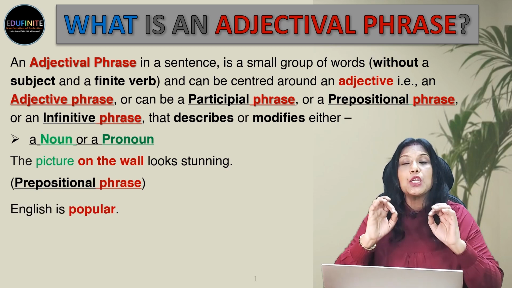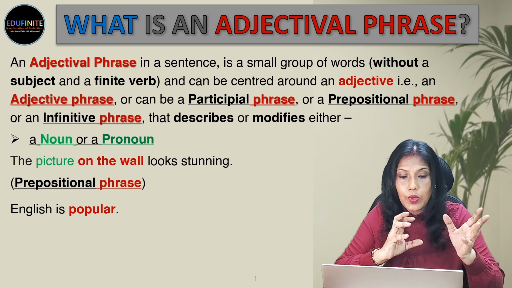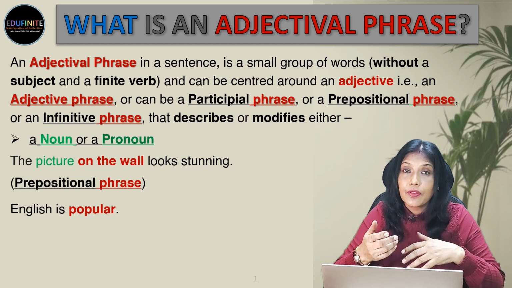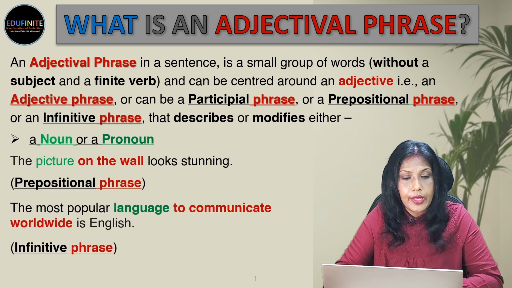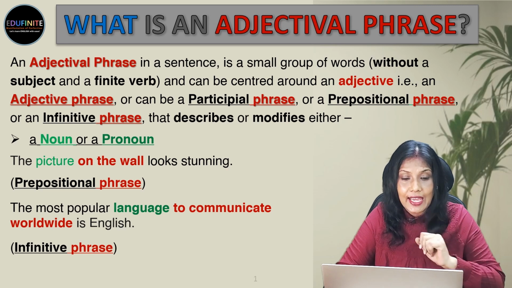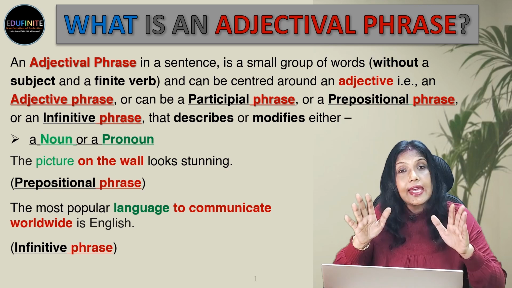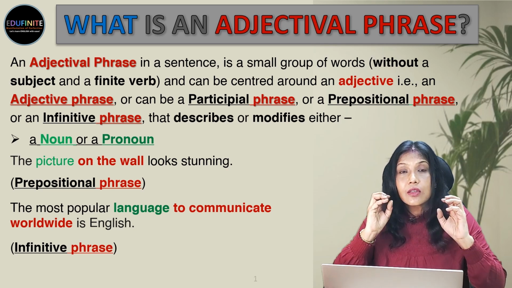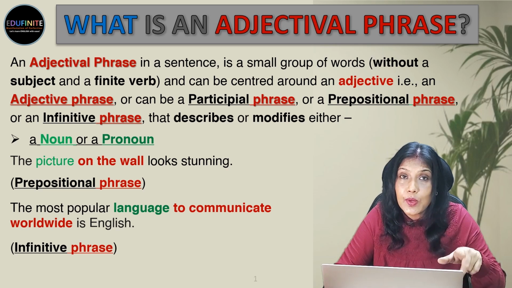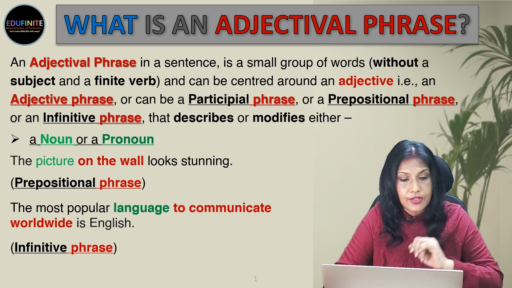Next we have, English is popular. So popular is telling us about the noun English. Now we replace that with a phrase. The most popular language to communicate worldwide is English. So here, to communicate worldwide is a phrase which is telling us about the noun language. Hence, this is an adjectival phrase and it begins with to. So this is an infinitive phrase. So this is also an adjectival phrase.